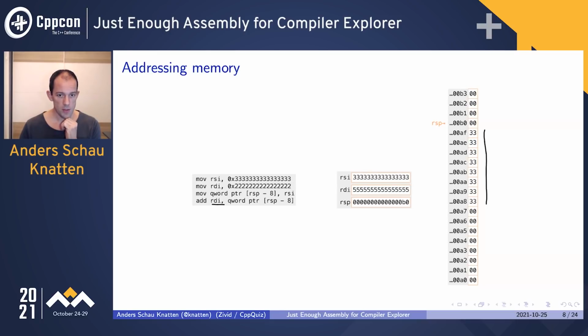QWORD PTR means I'm going to dereference this. So it's just a syntax to say that I want not the value from this expression here, but I want whatever this is pointing to. Okay, so RSP minus 8 here, that will be the address, that will be E8. So the value of this is E8, but you can think of this as whatever is stored at E8. It's sort of like dereferencing it.